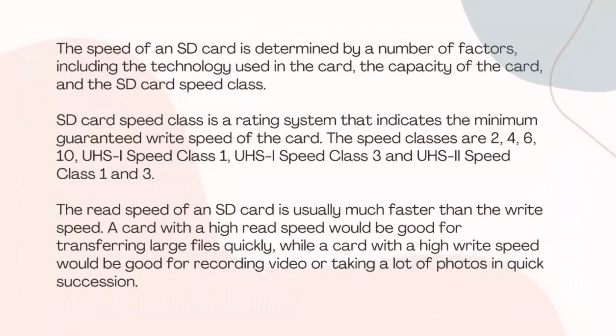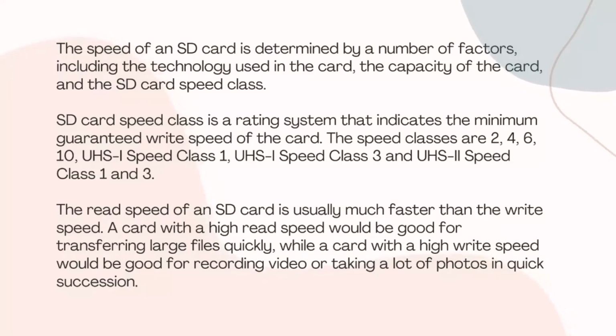The speed of an SD card is determined by a number of factors, including the technology used in the card, the capacity of the card, and the SD card speed class. The SD card speed class is a rating system that indicates the minimum guaranteed write speed of the card. The speed classes are 2, 4, 6, and 10. UHS 1 Speed Class 1, UHS 1 Speed Class 3, and UHS 2 Speed Class 1 and 3.